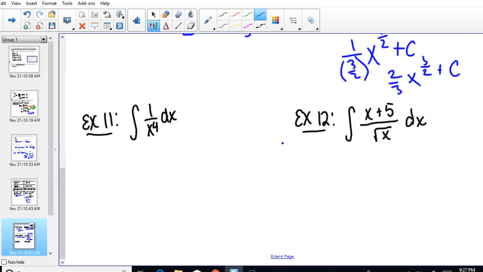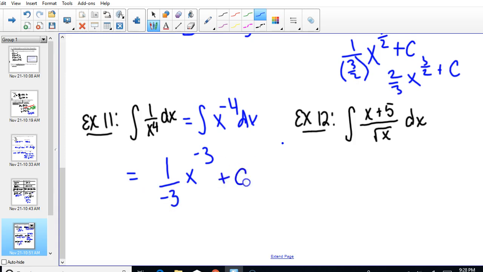So for 11, I would need to change this to the integral of x to the -4th power before I try to integrate. And now I can just use the power rule, and I will get x to the -3rd power. And then I need to divide the coefficient out front, which there's not 1, so it's a 1. I need to divide it by this new exponent, which is a -3. I must put a plus c on the end. You will probably see this written this way, -1 over 3x to the 3rd plus c. So that's your answer for number 11.